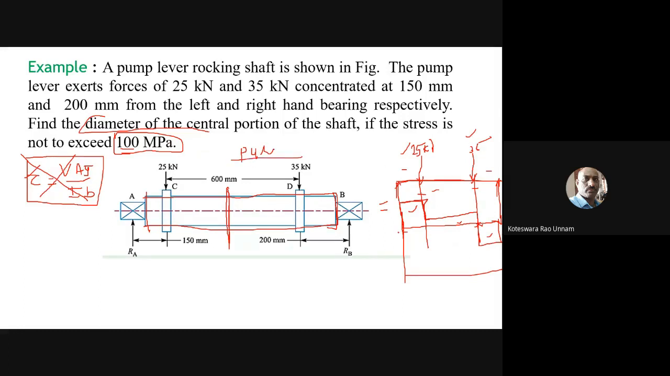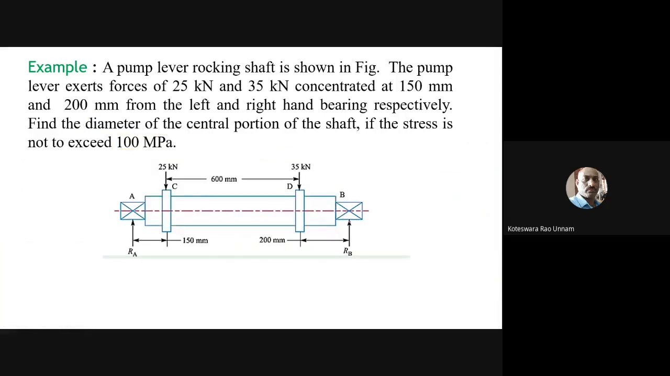That means there is no shear force. The shear force is zero wherever the bending moment is maximum. That condition is valid even in this case also. If you draw the shear force and bending moment diagram for this, I'll show it here itself.